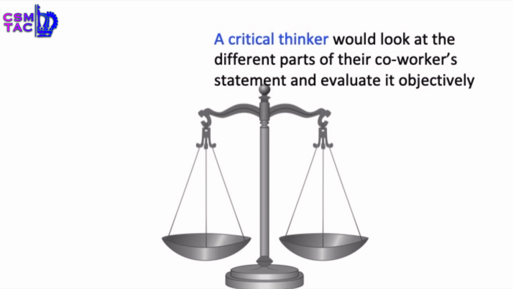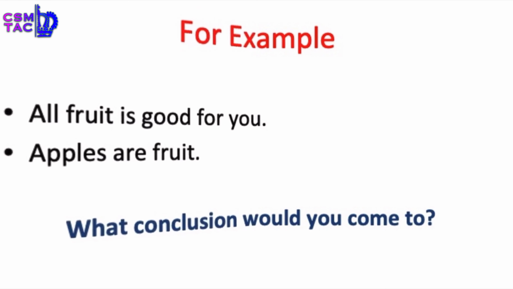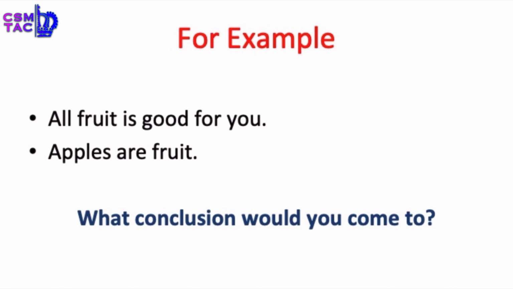One of the key ideas in critical thinking is logic. If your argument is logical, a reasonable person should be able to follow your line of thinking and reach the same conclusion, or at least see how you got there. For example, suppose that I give you these two statements. All fruit is good for you. Apples are fruit. What conclusion would you come to?